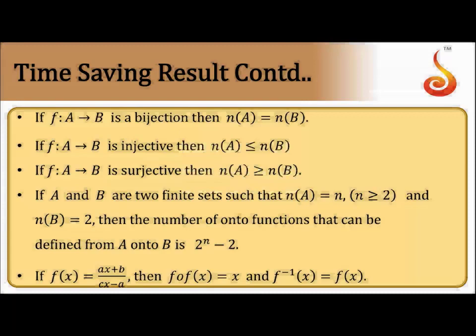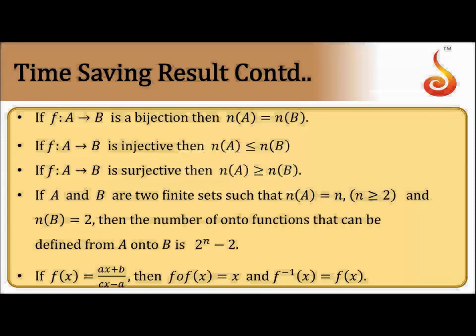Similarly, an injective mapping is possible only when n(A) is less, and a surjective mapping is possible only when n(A) is more. And definitely if it is a bijection, then n(A) must be equal to n(B).